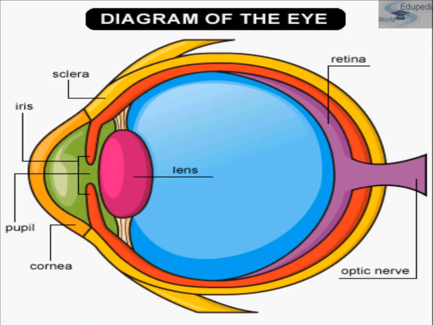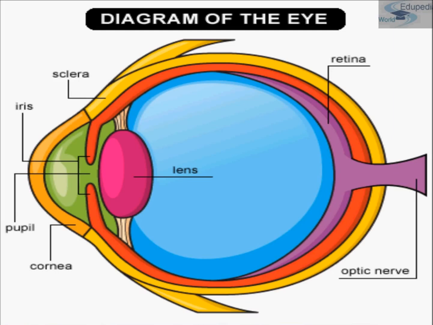My topic for the presentation is the fifth section of the chapter Control and Coordination, that is Neural Control and Coordination. In this section of the presentation, we'll be studying about the human eye. One of the most complicated optical devices is the human eye.